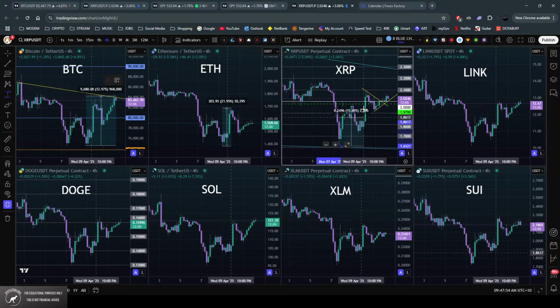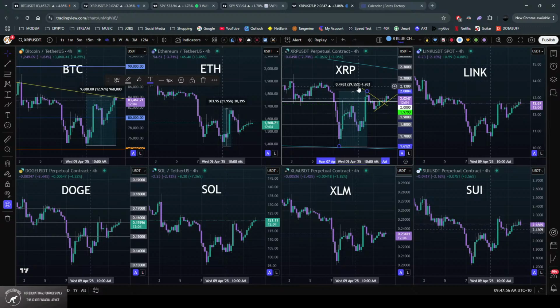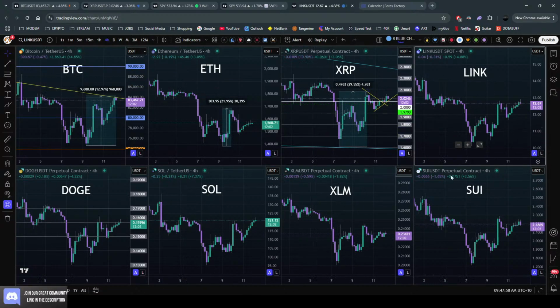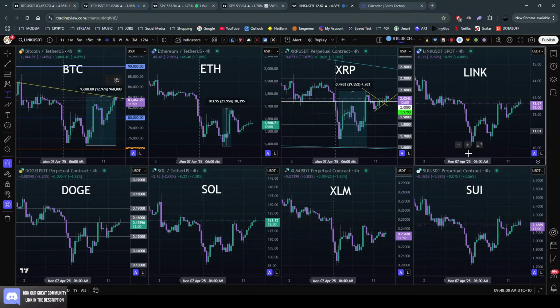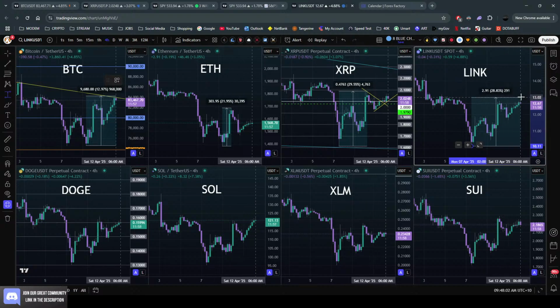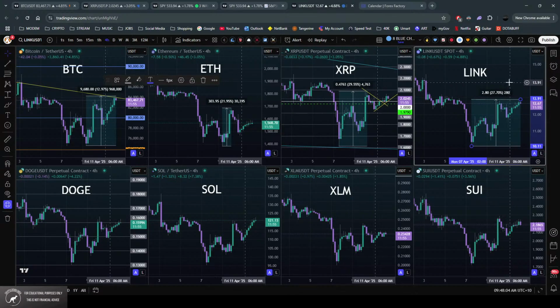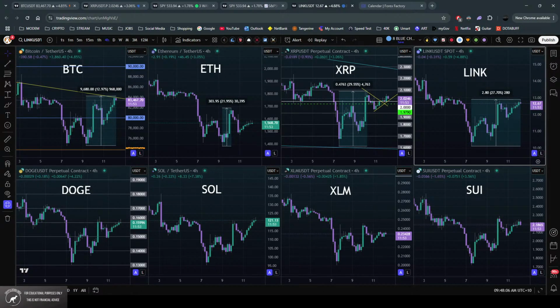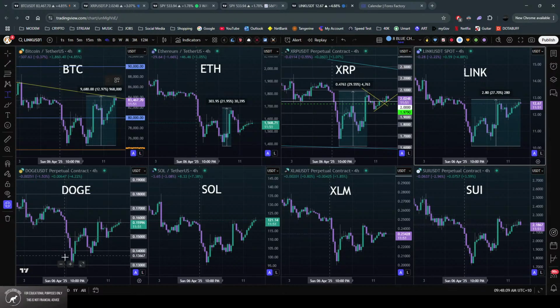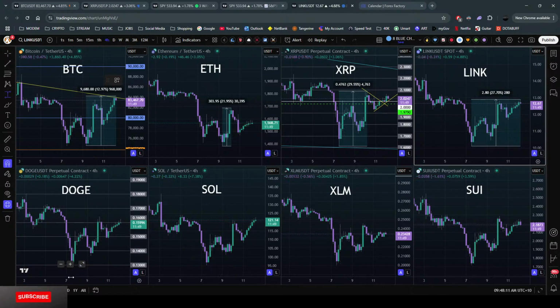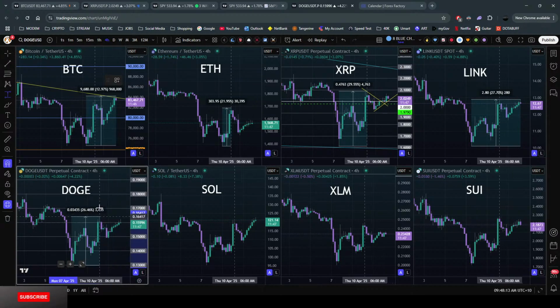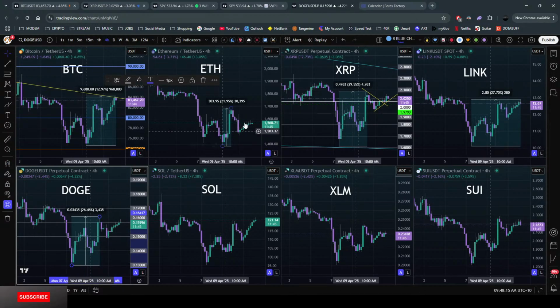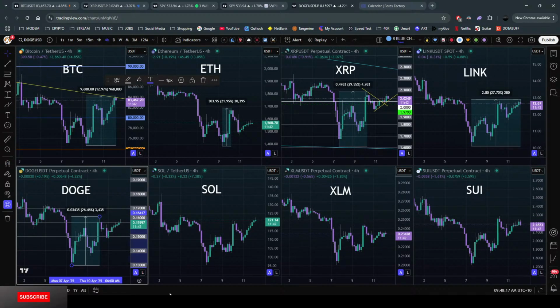XRP, almost 30 out of XRP. What's Link done since the low? Almost, well, 27.7. And then you've got the others, Doge, Solana, XLM, Sui. 26, yeah, so they're all roughly in the same ballpark.